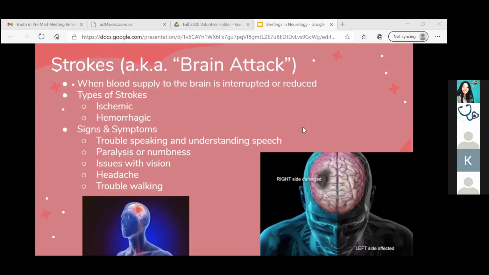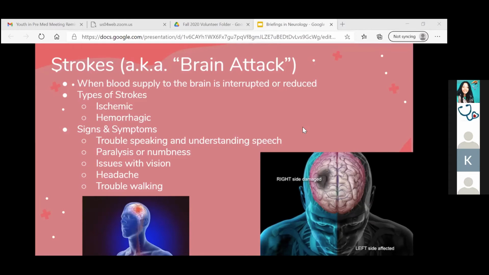A stroke happens when blood supply to a part of the brain is interrupted or reduced, preventing brain tissue from getting enough oxygen and nutrients. Brain cells begin to die in minutes due to this lack of oxygen and glucose. Prompt treatment can reduce brain damage and other complications.